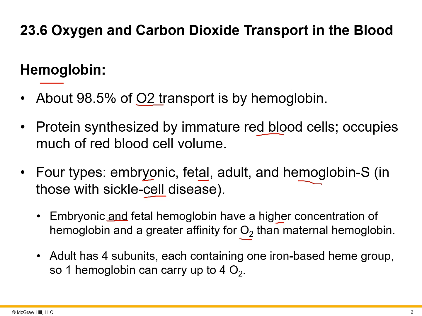or the maternal hemoglobin. So it really is attracted to that oxygen to provide lots of oxygen to that developing infant. The adult has 4 different subunits of that protein with iron. So that's why anemia, which is a lack of iron, affects the transport of oxygen. And where the hemoglobin comes from is the presence of that heme group from iron. So one hemoglobin can carry up to 4 oxygens, so each subunit can carry its own oxygen molecule.